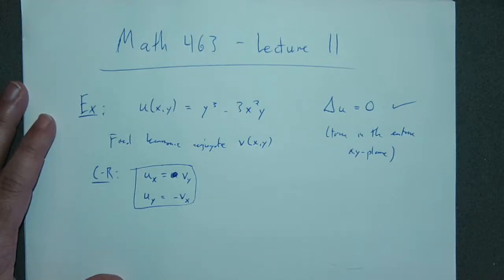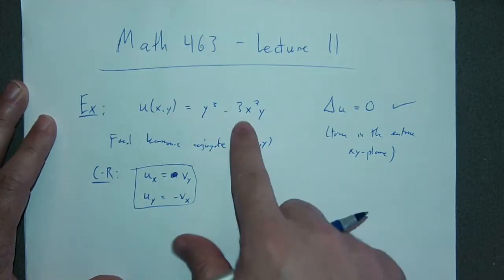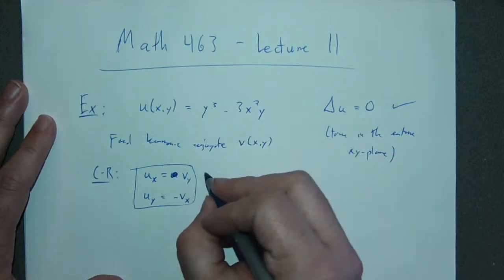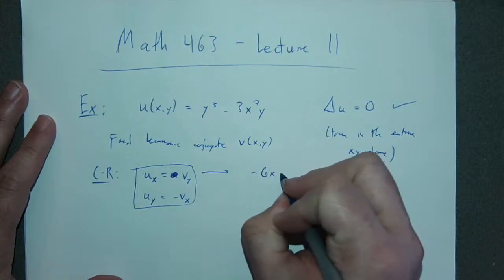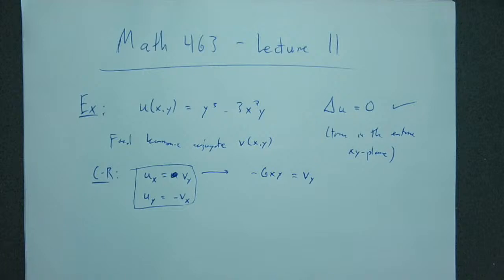So I take the x partial of u. For the y cubed term, that's 0. The x partial of the second term is minus 2 times 3xy, so this is minus 6xy. So this first equation means that minus 6xy, that's u sub x, is equal to v sub y. Any v that would end up being the harmonic conjugate of u would have to satisfy this. This is a first order system of PDEs here.